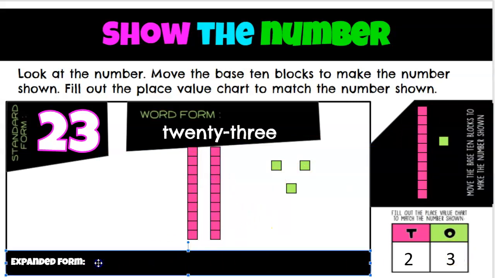This helps us represent our number using expanded form. 2 rods have the value of 20, and 3 units have the value of 3. So 20 plus 3 equals 23. I hope that you have learned how to write a number in standard form, word form, model form, and expanded form.